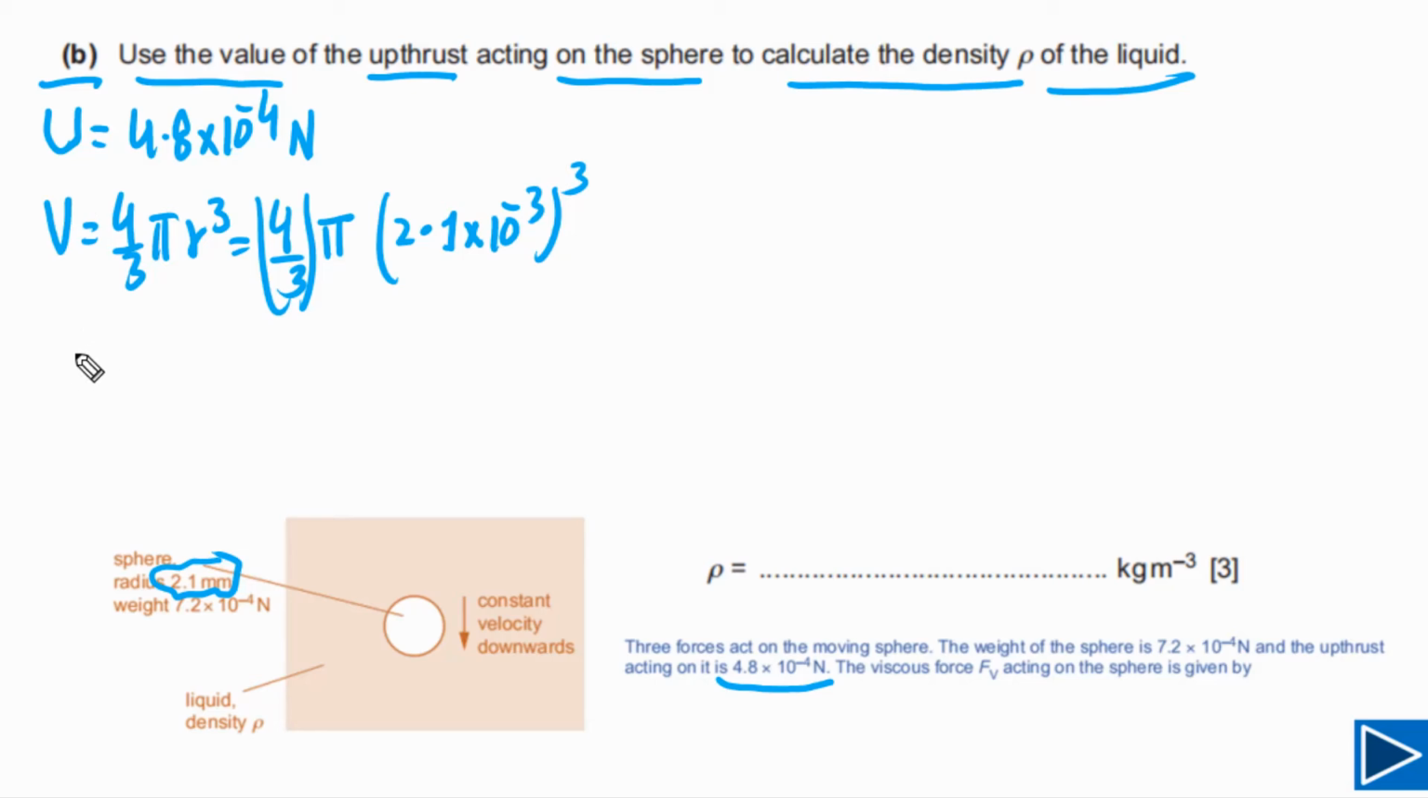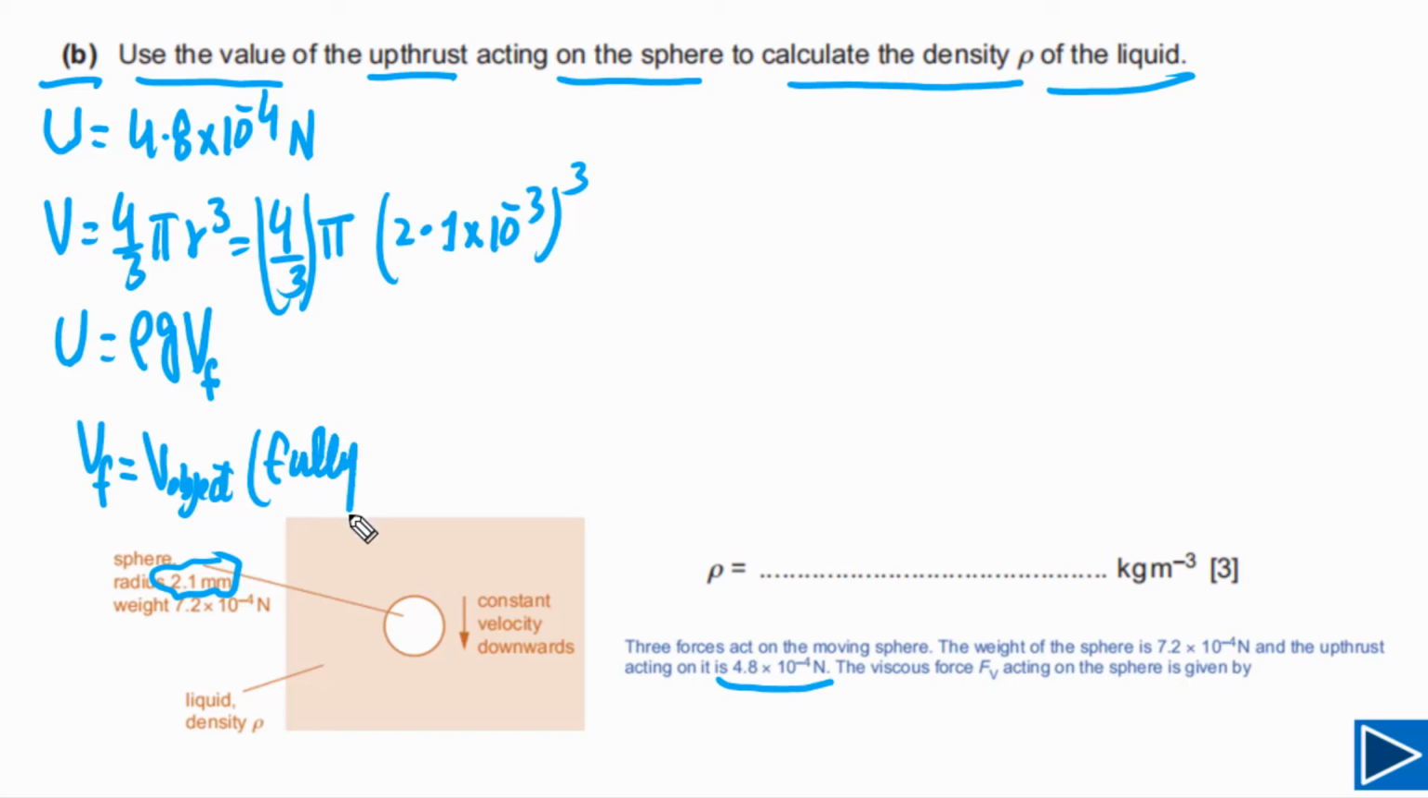So first thing, now we need to understand upthrust. This is equal to density of fluid times g times volume of fluid displaced. But in this case, our object is fully submerged. It means the volume of fluid displaced is equal to volume of object. Why? Because the object is fully submerged. Now simply we need to use the formula and we can find out the value of density.